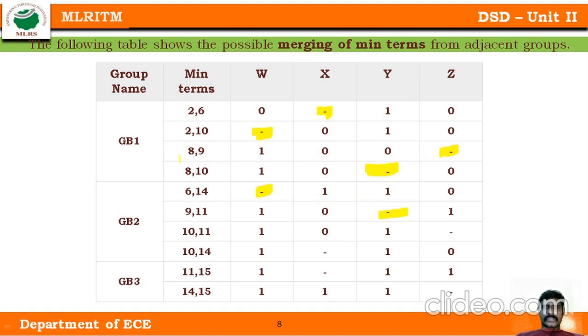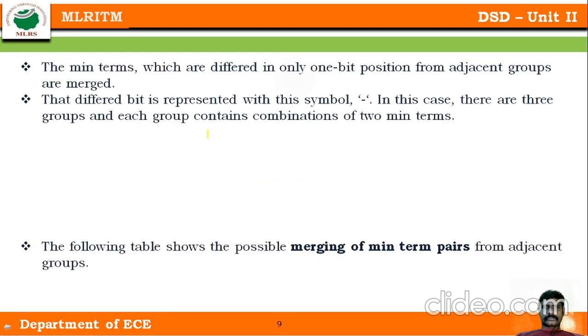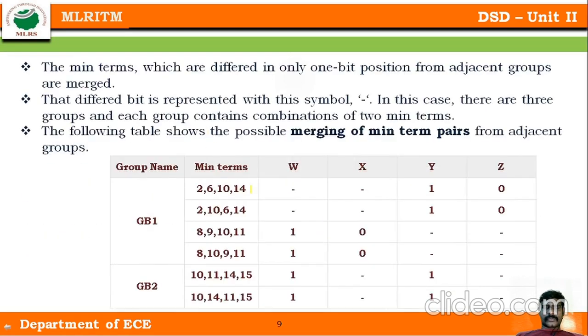So now from this table I need to go for another table where it can be reduced further. So group 1 is compared to group 2 again here. So 2, 6 and 6, 14 minterms have to be compared. Okay, this is the comparison.